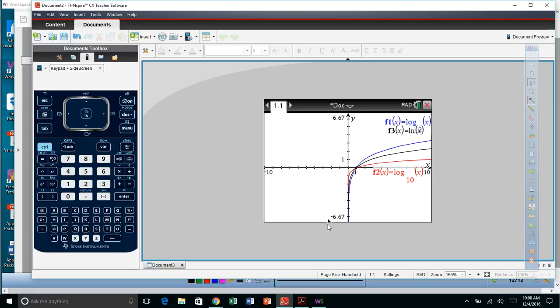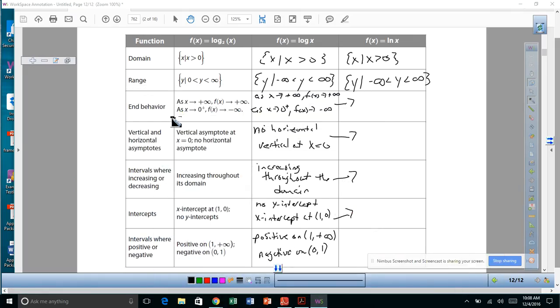So they're all very, very similar. And I did that because I wanted to show you here in the book it said something that I think is a typo. That should be negative infinity as well. Okay? All right.